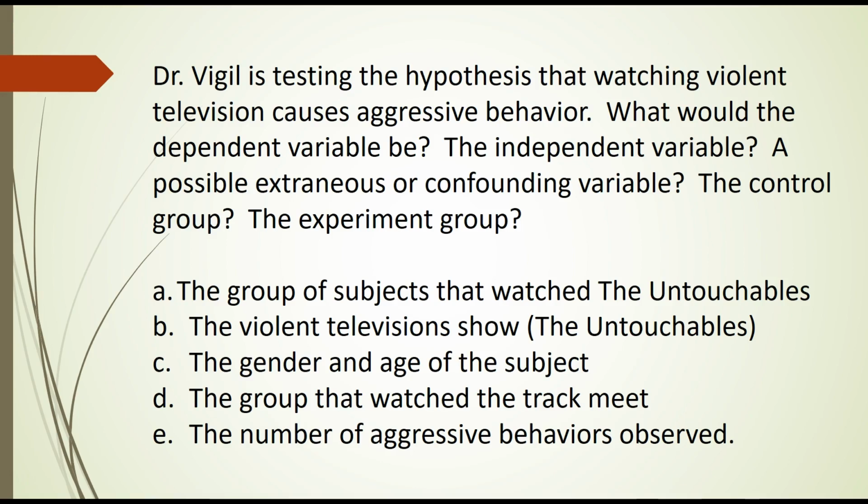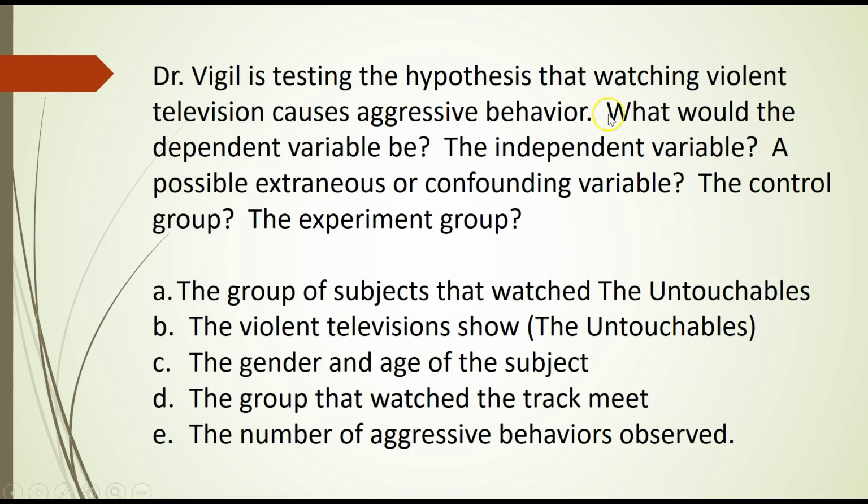So the first question is the dependent. The next question would be the independent. Third would be what's a possible extraneous or confounding variable. Fourth would be what's the control group. And finally, what's the experimental group? If you haven't finished answering that, go ahead and pause, write your answers down, and then start playing again to check your answers because I'll give the answers now.